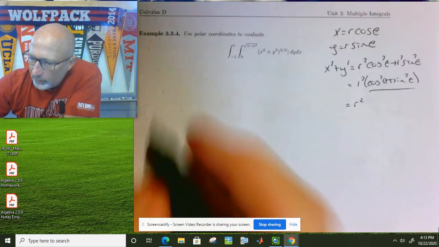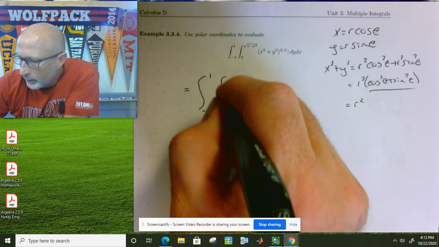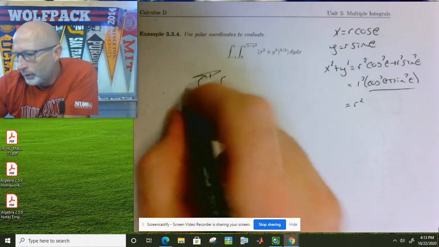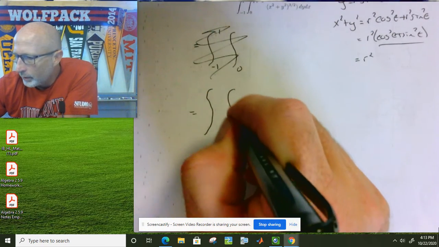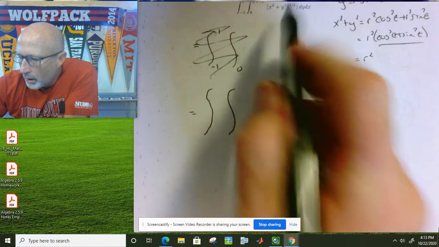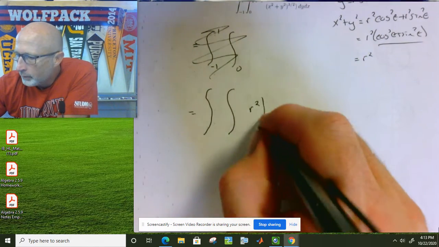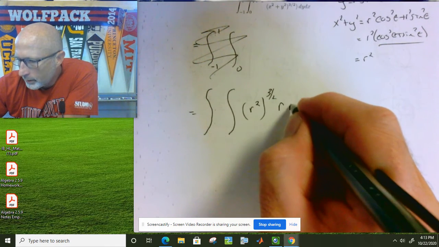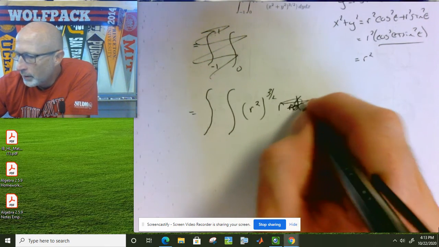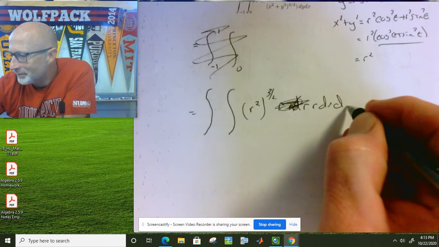So this is the integral from -1 to 1. Oh, I'm not going to do those limits. Sorry, I'm going to switch those limits. So this is the double integral of r squared, because that's what we found it to be, to the 3/2 power, and then r dr d theta.